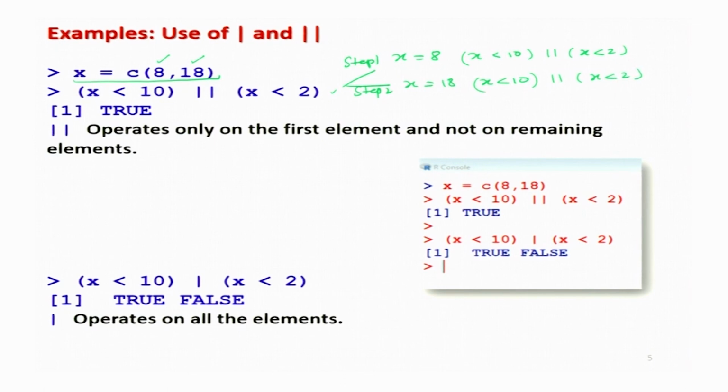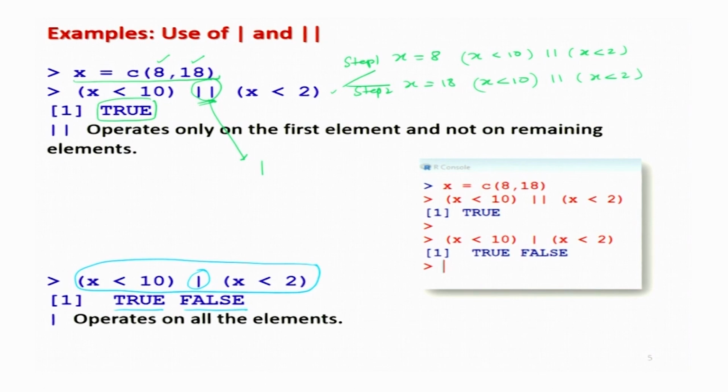Now, in order to do this, you operate the OR operator, and you use two vertical lines. Let us see what happens. The answer comes out to be only true. Now I replace these two vertical lines with one vertical line. This is also your OR operator, and I operate it. I am using the same condition, but with only one operator, and the answer comes out like this: true and then false.